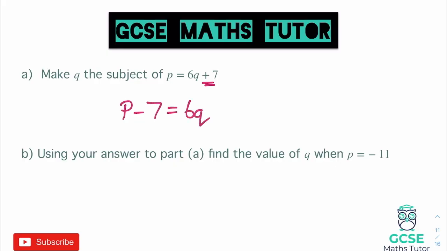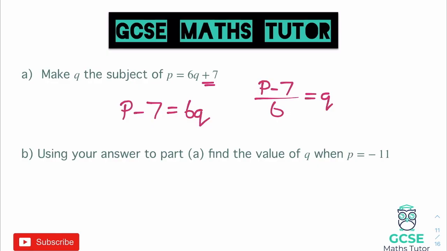Always write out your steps. Now we want q to be the subject, not 6q, so we're going to have to divide by 6 to get that 6 unstuck there from the q. So if we divide by 6, we'd have p minus 7 all divided by 6, and always write it as a fraction. We don't want any multiplication or division symbols in a formula, and that is going to be equal to q. And if you want, you can write that the other way around. You can write q is equal to p minus 7 over 6, but it's fine to leave that equals q on the right hand side.